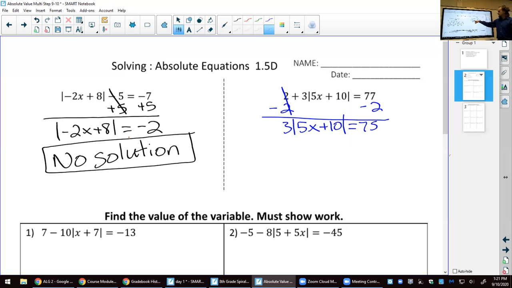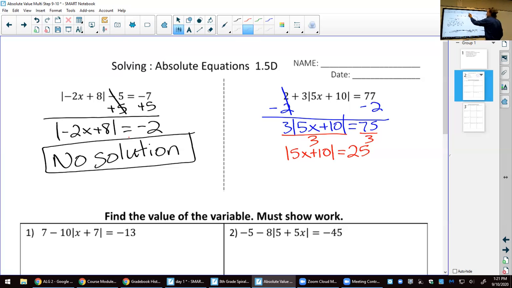And then just like yesterday, we have 3 times this whole absolute value. So we want to get rid of that by just dividing both sides by 3. So we have the absolute value of 5x plus 10. 75 divided by 3 is 25. Okay? So we look at it because now we're suddenly aware that some of these don't exist. So the absolute value of 5x plus 10 equals 25. Since this is positive, this is doable. We can answer this one.